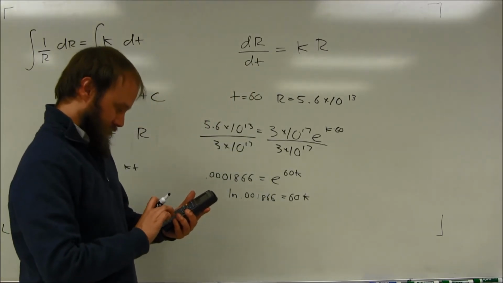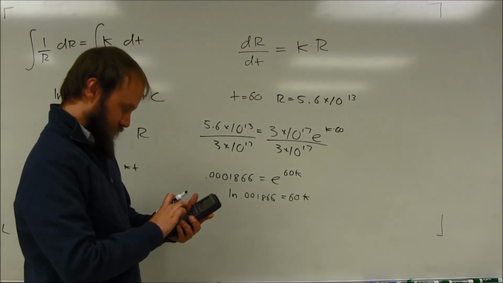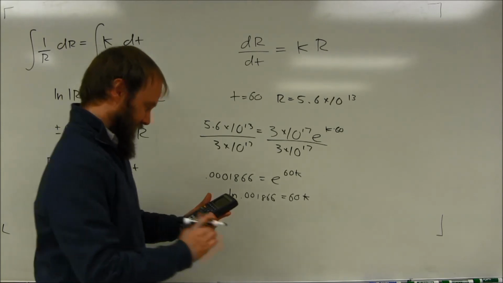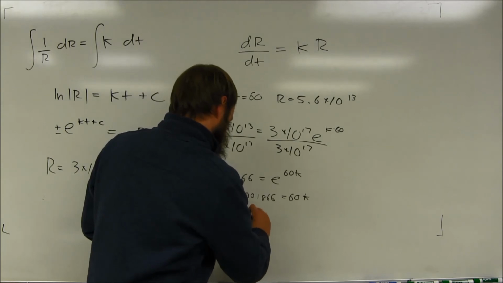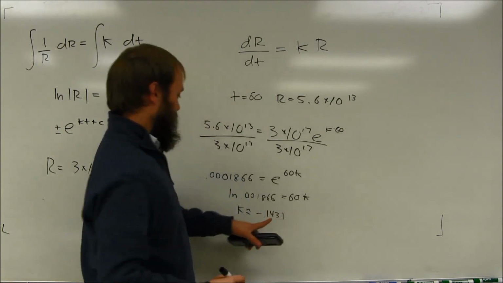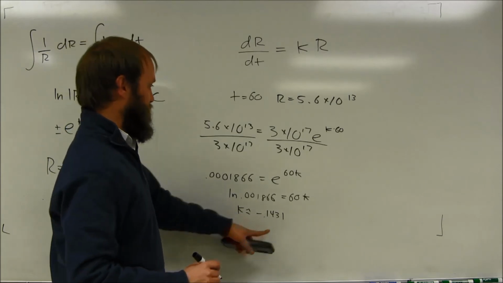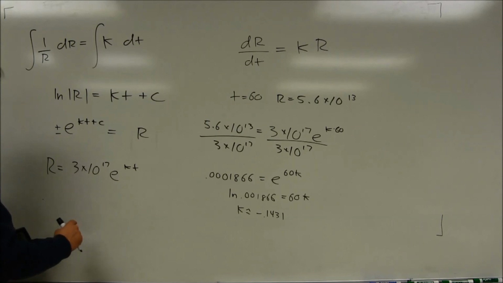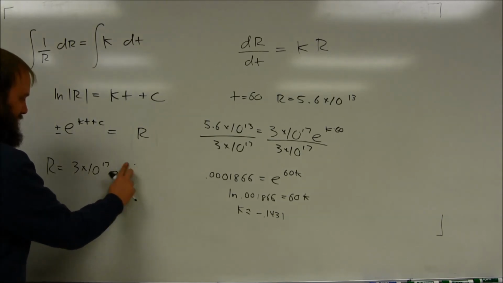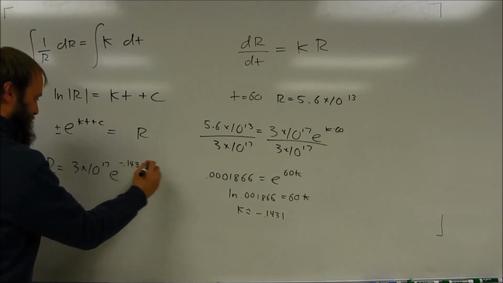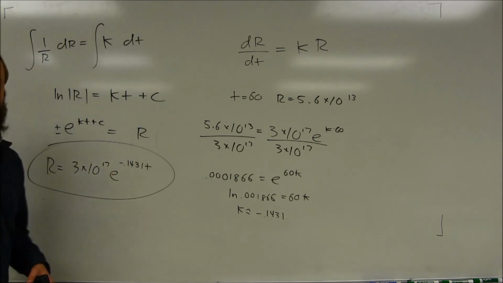And so now I can run that on my calculator, take the natural log of that value, and I'm going to divide by 60. k is going to be approximately negative 0.1431, and that's going to be my missing k value. So my final equation here is going to be R equals 3 times 10 to the 17th times e to the negative 0.1431t ends up being my final equation.